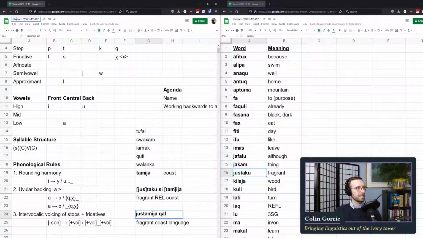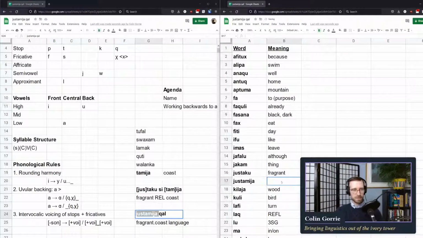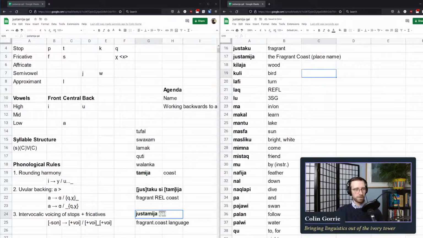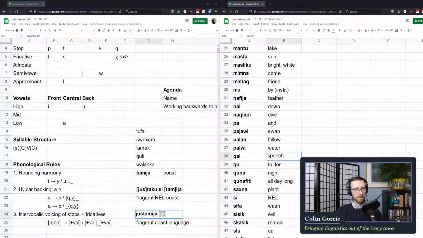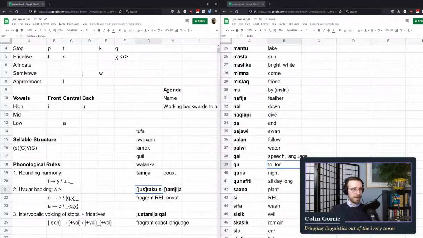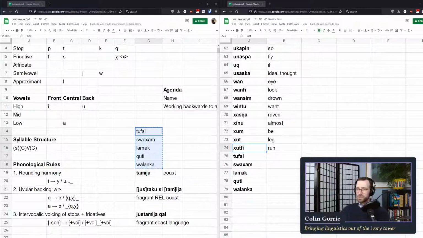But I might go ahead and change the name of the sheet. And let's put in our new words here. Yustamiya, Fragrant Coast, place name, and Kal is going to be our word for speech, language. Okay, and then we have some other word forms, which let's venture down to the bottom. Let's just put them in. We don't know what we're going to do with them yet. They'll come in handy, I'm sure, soon.